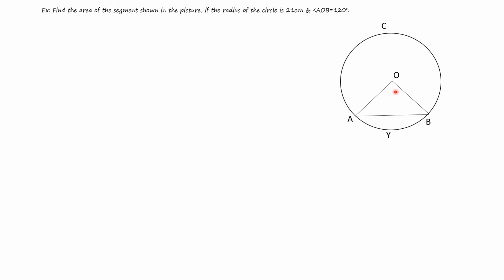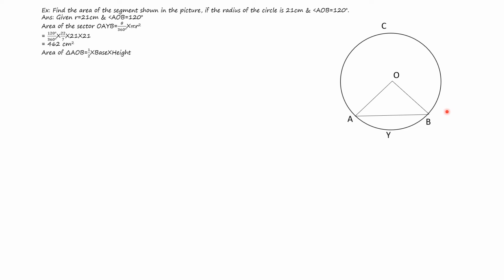Here it is given angle AOB equals 120 degrees and the radius of the circle is 21 cm. So given that R equals 21 cm and angle AOB equals 120 degrees. Now area of the sector OAYB equals theta by 360 degrees into pi r square, or it is 120 degrees by 360 degrees into 22 by 7 into 21 into 21, which is nothing but 462 centimeters square. Now area of the triangle AOB equals 1 by 2 into base into height.